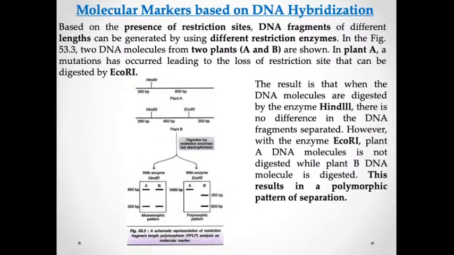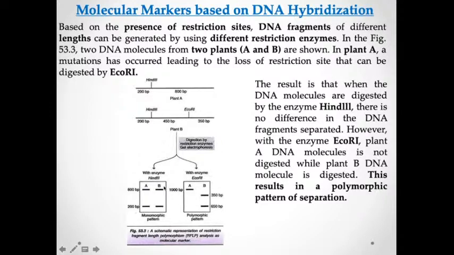Here is an example of this. This is plant A and this is plant B. In plant A, there is a loss of the restriction site for EcoRI, but the HindIII site is present in both. That's the main difference between these two plants. When we digest with the restriction enzymes and run gel electrophoresis, with the enzymes HindIII and EcoRI, you see these results.